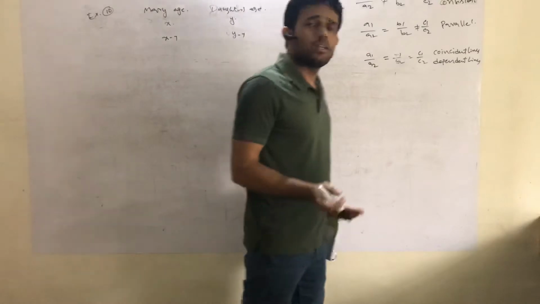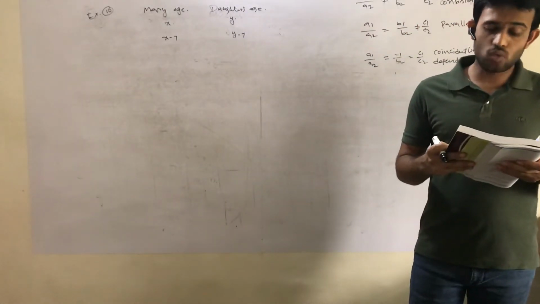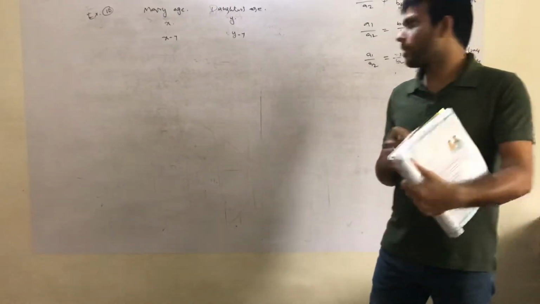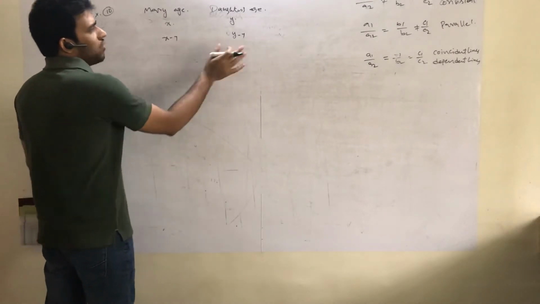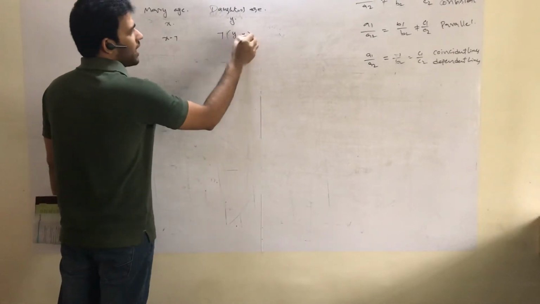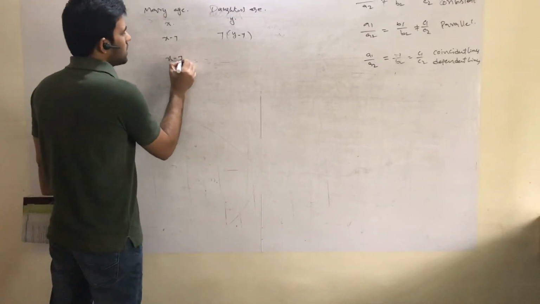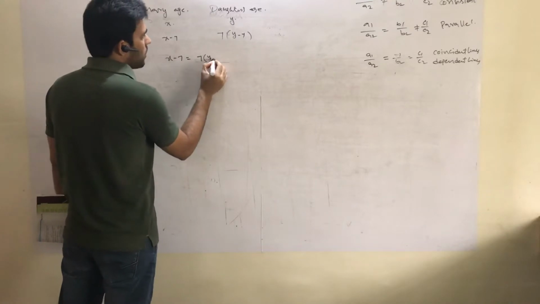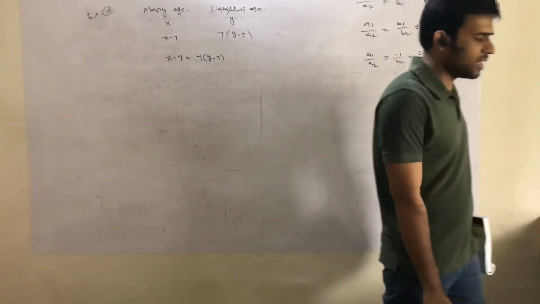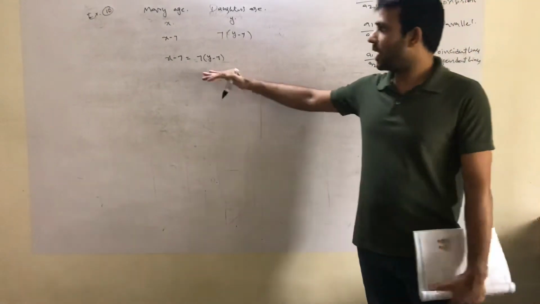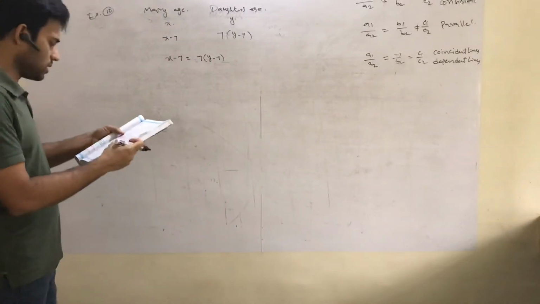So she said 7 years ago I was 7 times as old as you were then. So she's saying 7 years ago I was 7 times as old as you were at that time. So that means X minus 7 is equal to 7 times Y minus 7. Got it? So 7 years ago, what she is saying is the mother was 7 times the daughter's age. Okay, so this is equation 1 basically.